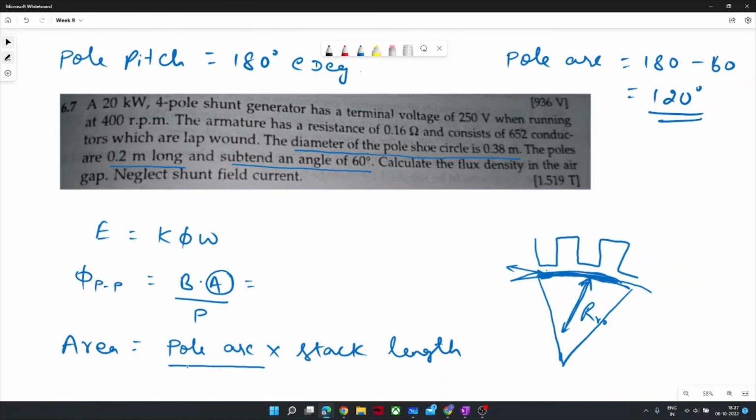So this statement does mean that you can use 120 degree as the pole arc. If you would have used pole pitch in place of pole arc, it would give you the total area in the air gap. But when it is said that you can use an active area of this much, then you have to use 120 degree of the length. So I hope no confusion in this.